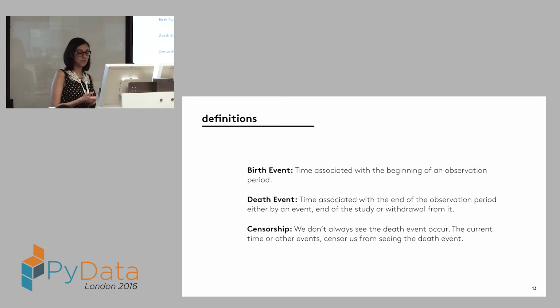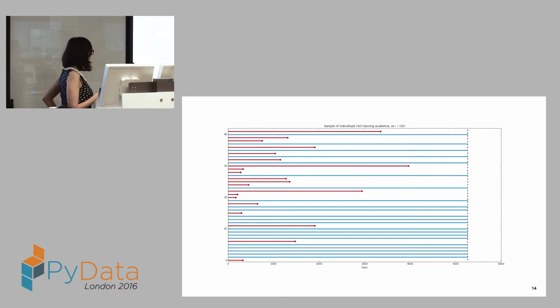And then censorship. We don't always see the death event occur. So if you're thinking of medical studies, the study might end before people die, or another type of thing happens. So the current time or other events will censor us from seeing the death event. So this is an example. So the blue, basically there's days from the start to 6,000, so it's a long period of time. So the red observations, the points signify the death events, and then the blue ones are basically individuals who haven't died.